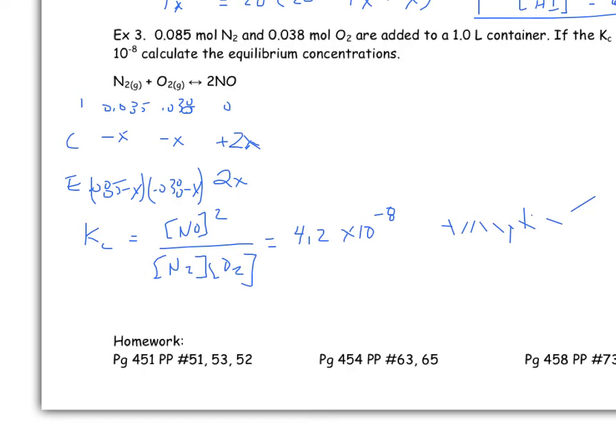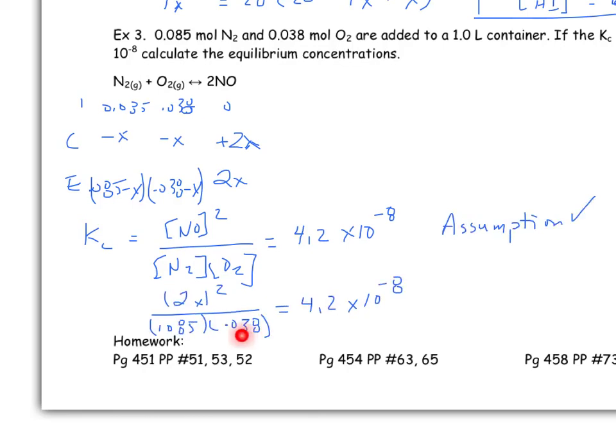That means when I sub into my Kc expression, I'm going to sub in a 2x and just a 0.085 and a 0.038. If the change in concentration is going to be so small, it doesn't affect the concentration of the oxygen. Because it's larger, it's also not going to affect the concentration of the nitrogen. Now I've simplified my math and I can avoid doing a quadratic formula.